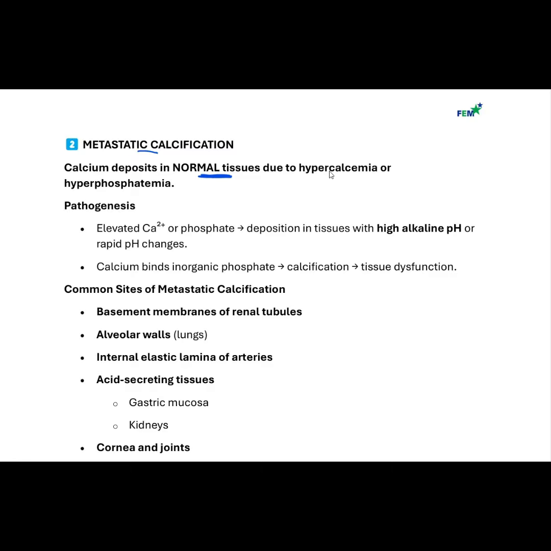It's because either the patient has very high calcium and the calcium is looking for where to go, so now it deposits in the normal tissue, or the patient has hyperphosphatemia, because high phosphates could drive calcium into normal tissue. So let's look at the pathogenesis.